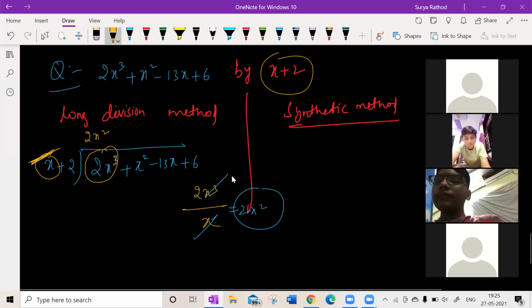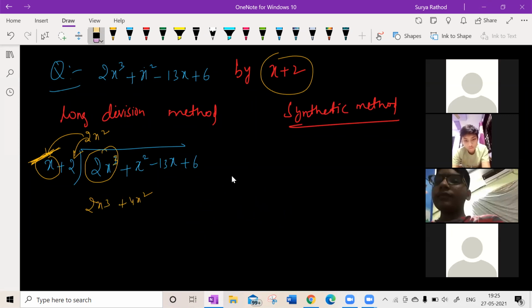Now multiply 2x square into x, 2x cube. 2x square into 2, 4x square. Understanding, Ashini? Yes, sir. Now subtract. Symbols will change, right?